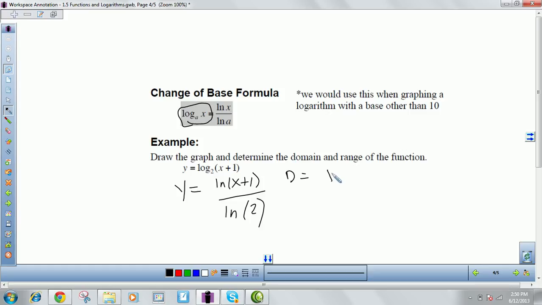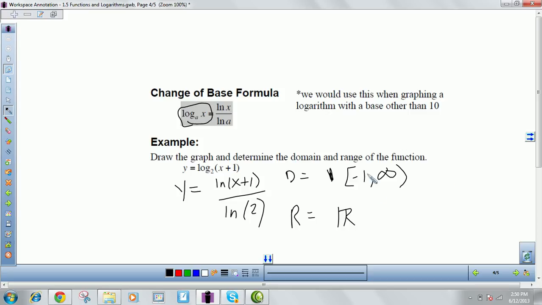And so you would have then domain has to be from negative 1, exclusive. Well, it can't be negative 1, because you can't have 0. So negative 1 to infinity, and then the range can be all reals. There is nothing that prohibits or constricts what the y can or cannot be. So then that means it's all reals. All right, so then that's it.